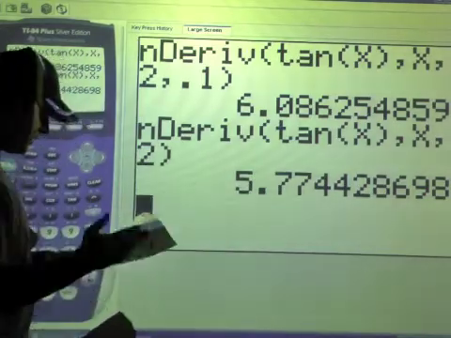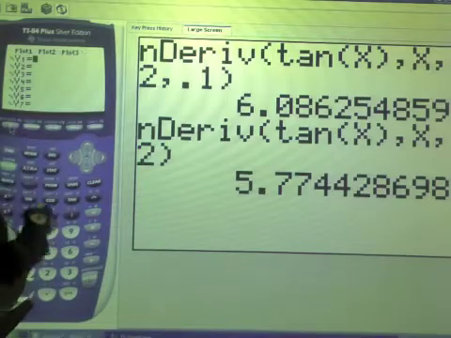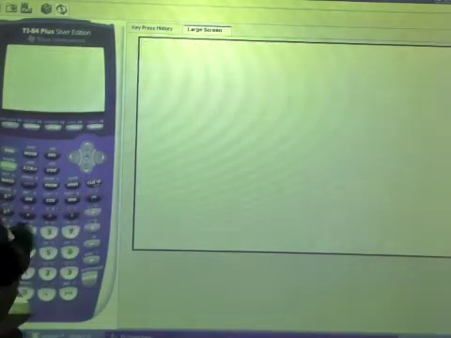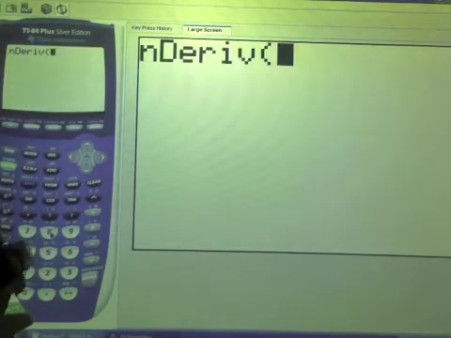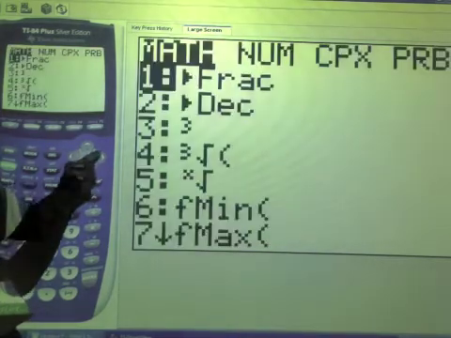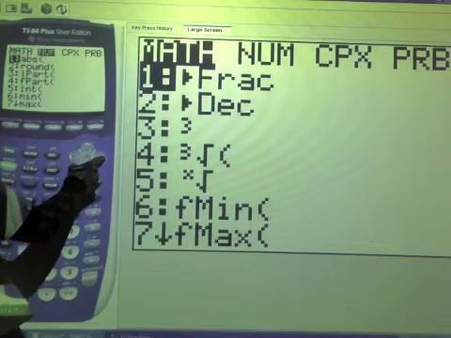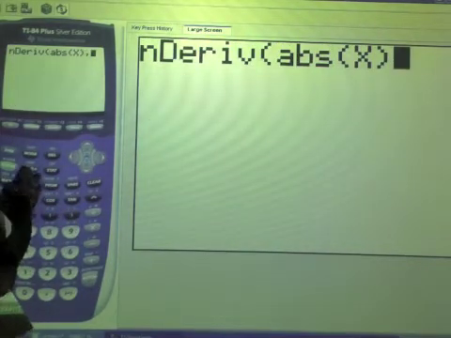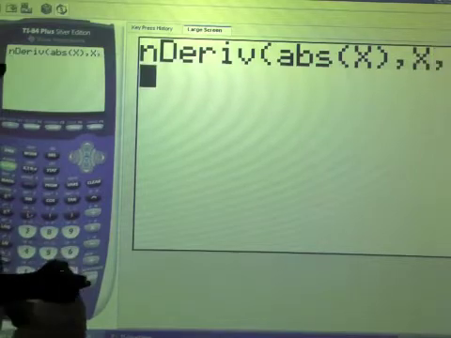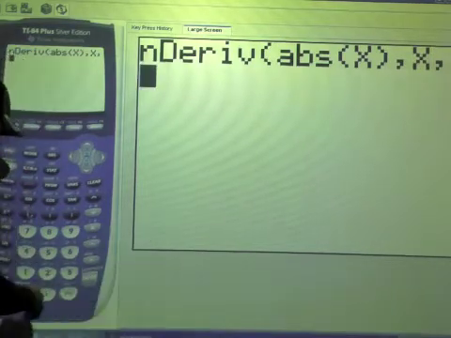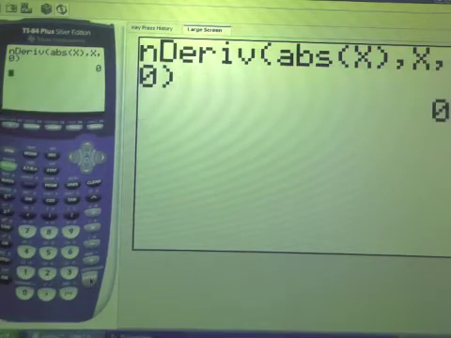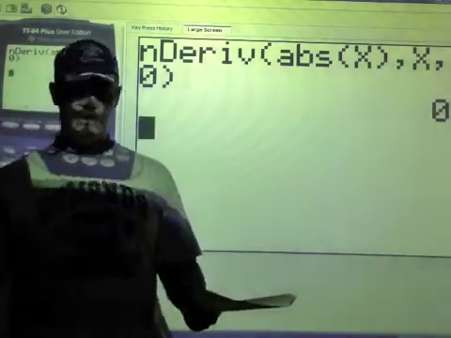All right, and then there's another situation where you have to be careful too. Let's say we wanted to find the derivative of the absolute value. So Math 8, absolute value of x, comma x, and let's say we want to find the derivative or the slope at x equals 0. Now if I plug that in, it gives me an answer of 0. But that's not right. That can't be right.